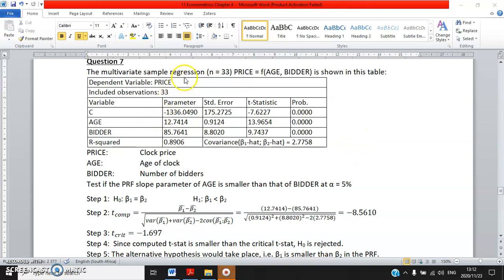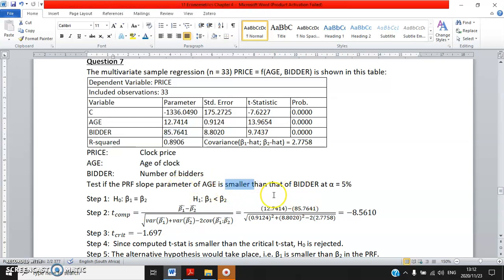Okay, question 7. This is a multivariate regression. Price of the clock, I think, in an auction. The bidding of the clocks is explained by the age of the clock and the number of bidders. Currently, in the sample regression function, B1 head is way smaller than B2 head. So I want to know, will the same thing happen in the PRF?